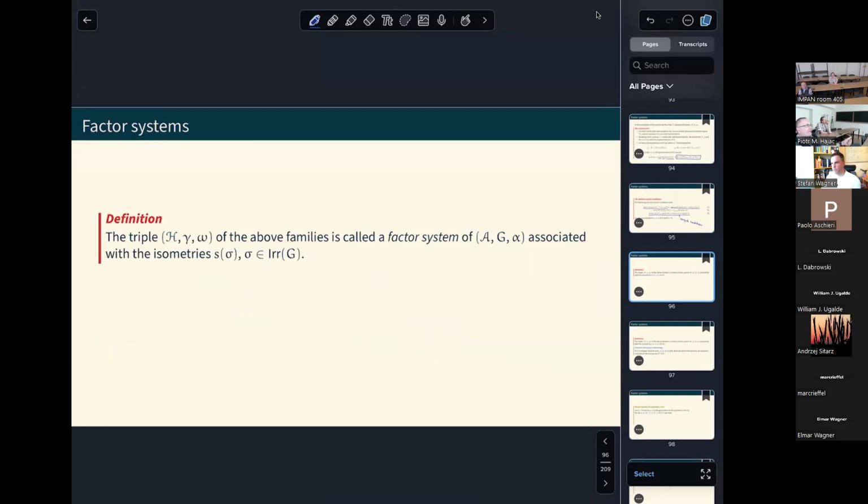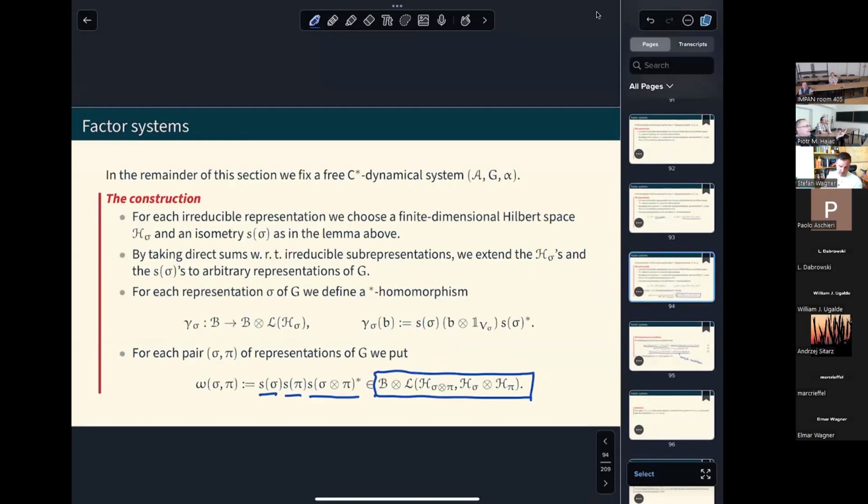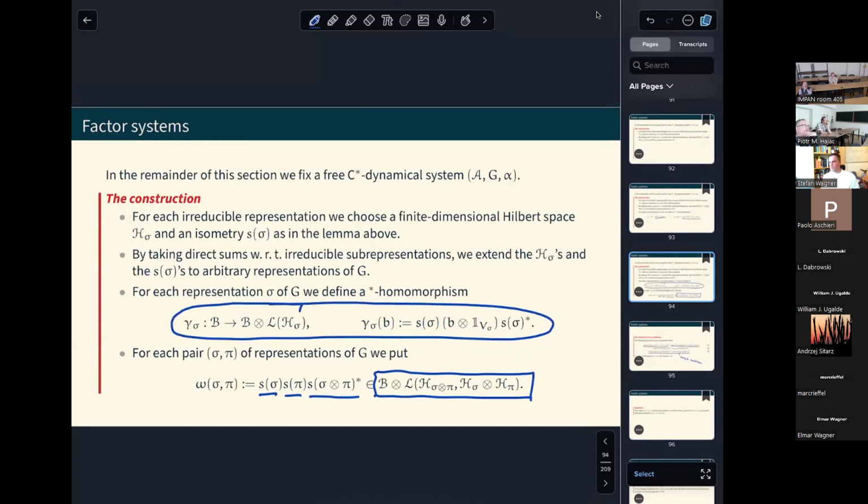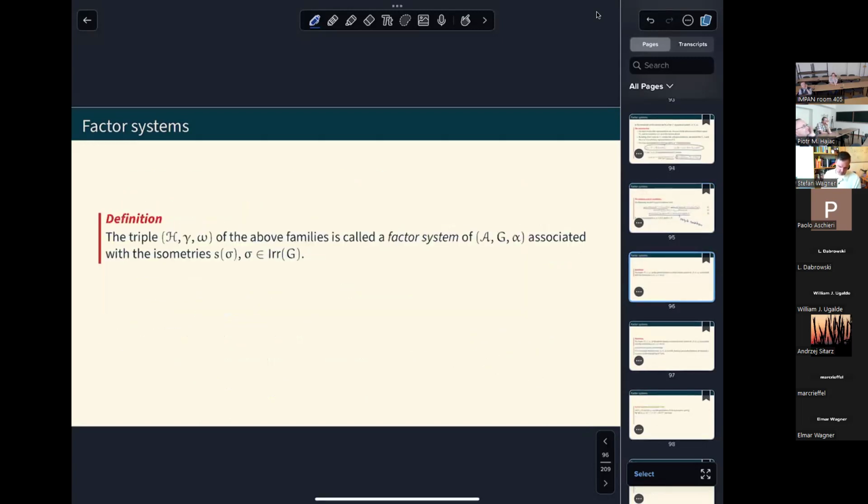So H is a Hilbert space, omega is a cocycle. Can you remind me, please, again, what gamma is? It's the conjugation by S sigma, which is a star homomorphism. Ah, because in a cleft extension, you have both the action, which is by conjugation, and the cocycle. Yeah, exactly. In the case of a cleft action, this is just a conjugation by a unitary element. All right. So this is called a factor system.